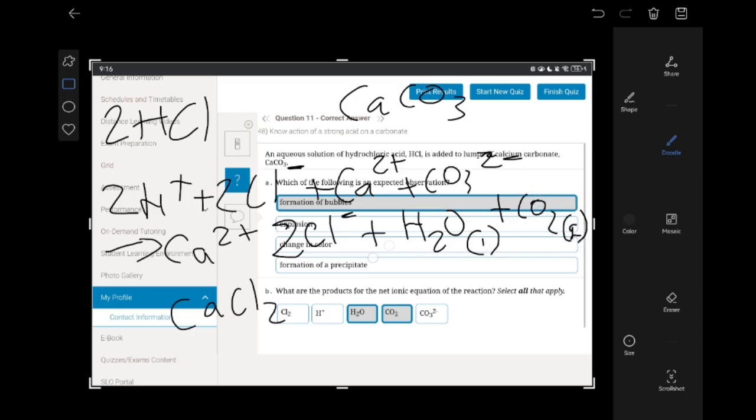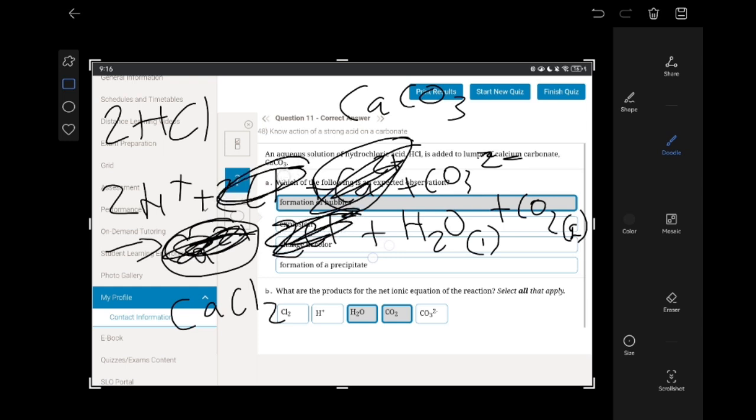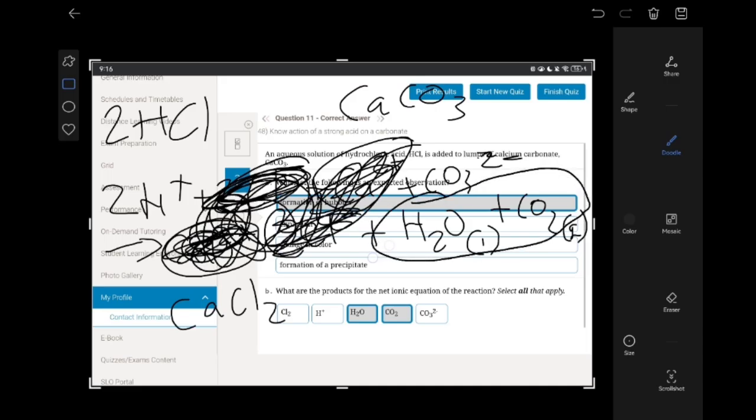So now look, Ca2+ and Ca2+ cancel out because they're on opposite sides and it's the exact same thing. 2Cl- cancel out because it's on opposite sides and it's the exact same thing. So this is what's left. This is what they mean by a net ionic equation. After you cancel out everything in common on both sides, what's left? 2H+ and CO3 2- give you water and carbon dioxide. And they're asking for the products only.